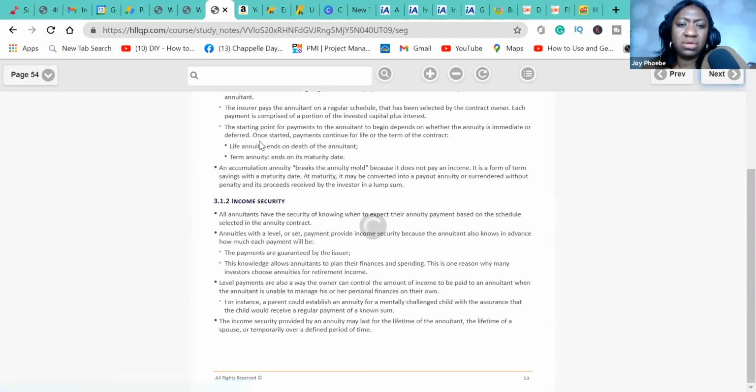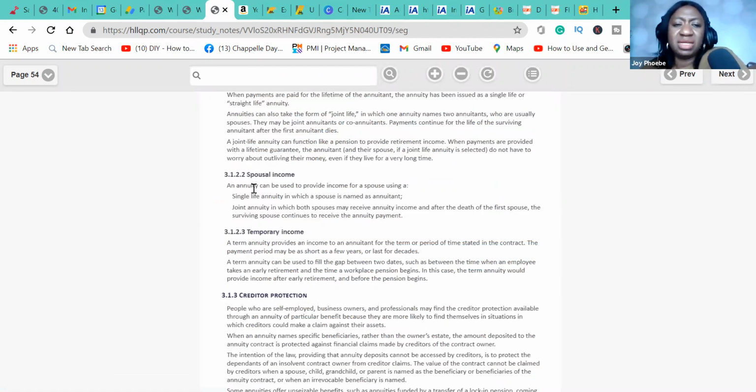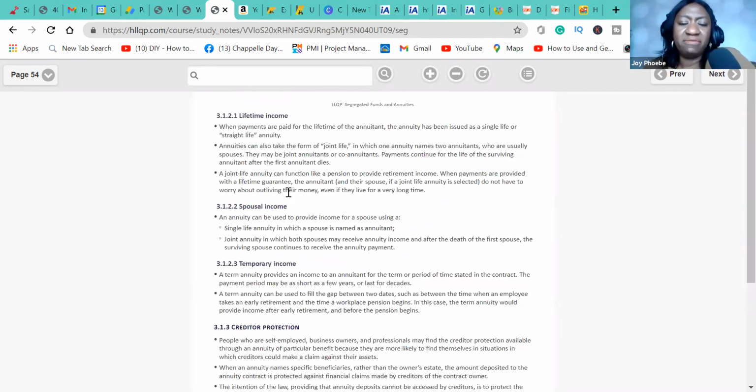Also, we have annuities that provide a lifetime income. When annuity payments are paid for the lifetime of the annuitant, then the annuity has been issued on a single life basis. Straightforward.